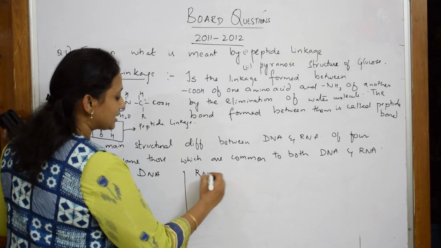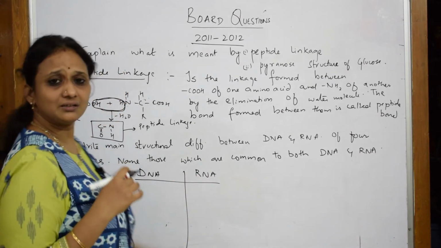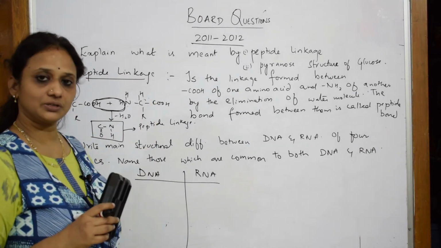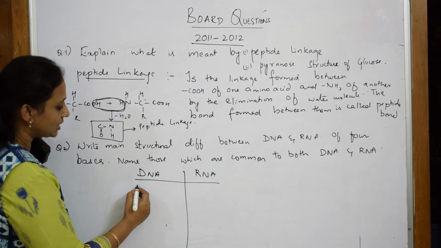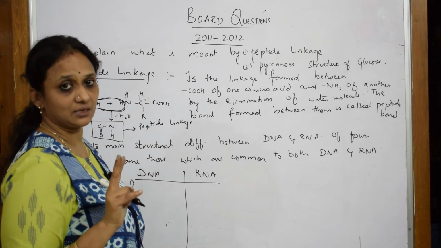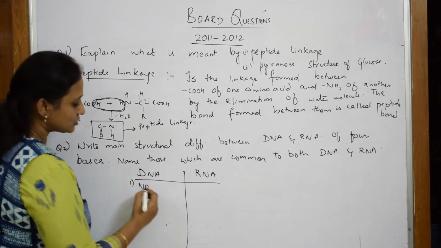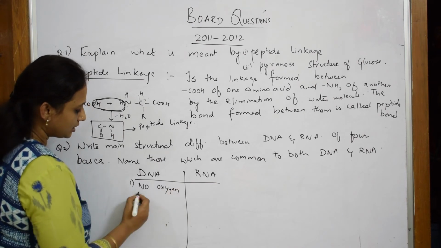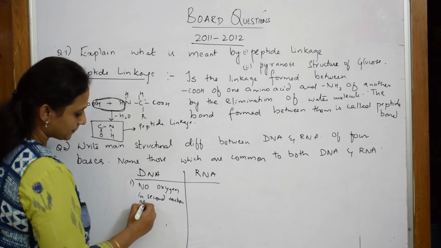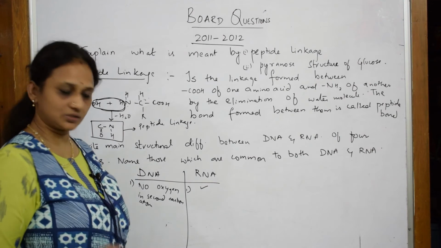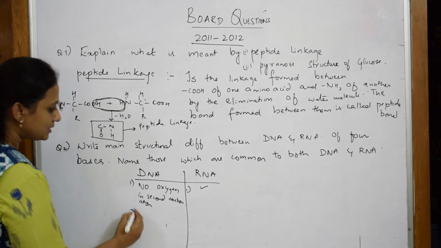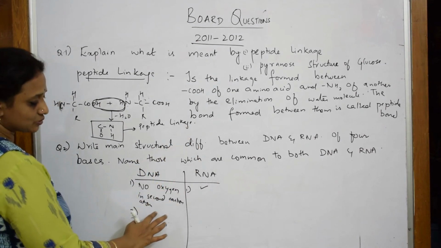They want me to only write structural differences. So don't go into the functions, transcription, translation, not required. They want you to explain structurally. Most of the students start writing all the functions. No, only structural differences. First important thing: in DNA, no hydroxyl group in the second carbon, correct? No hydroxyl means no oxygen in the second carbon atom. Here in RNA you find that oxygen. In the previous lesson also I explained the deoxyribose and ribose structure. Please go through that.